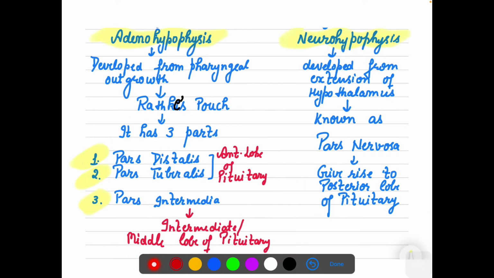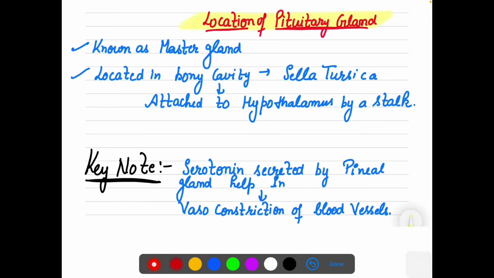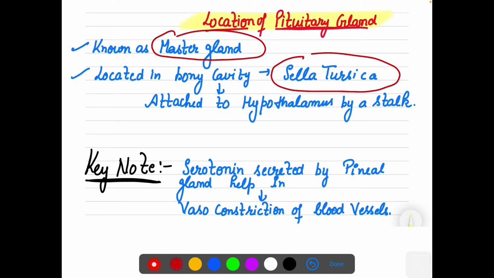Right. Now move on to the location. See, master gland है ये, pituitary gland is known as the master gland, और ये bony cavity में present होता है, and that location is known as the sella turcica.